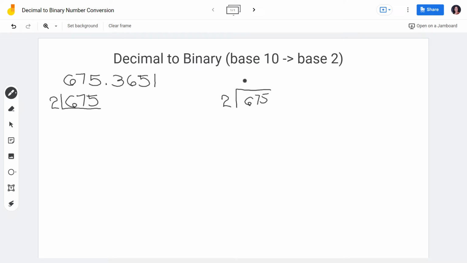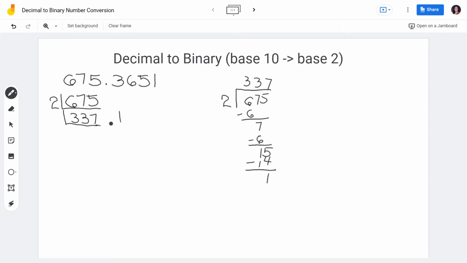675 divided by 2. We have 3, 3 times 2 is 6. Then 7. How many 2's are in 7? We have 3, 3 times 2 is 6, and 7 minus 6 is 1. And then we have 15. 15 divided by 2 is 7, 7 times 2 is 14, and 15 minus 14 is 1. So our answer here is 337 remainder 1. Let's write it here: 337, remainder 1. We're going to put the remainder at the right side.